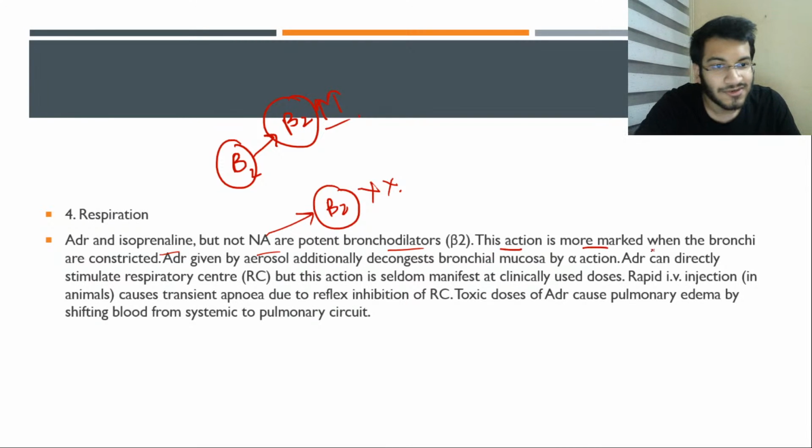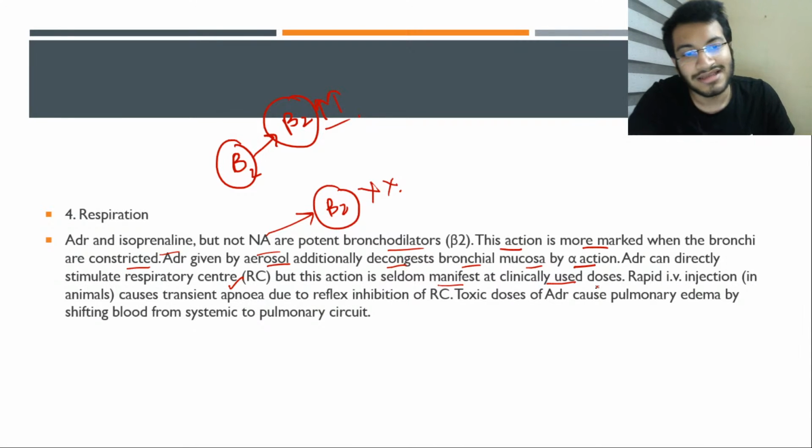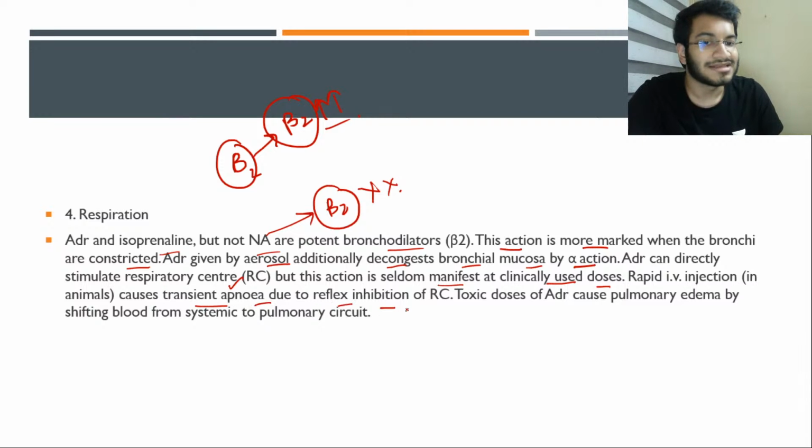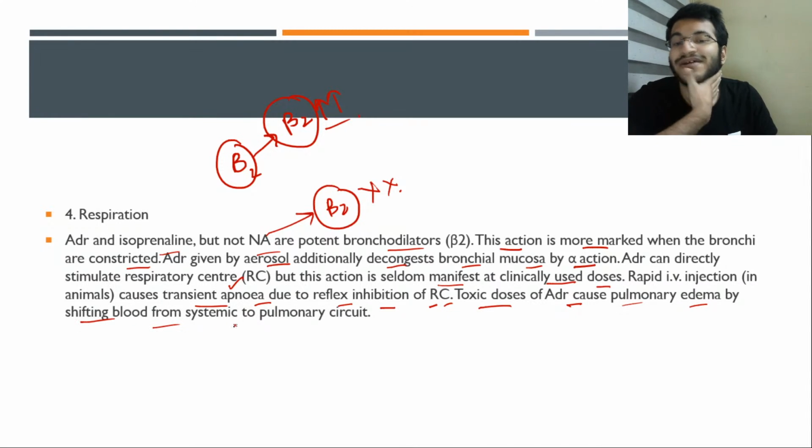This action is more marked when the bronchi are constricted, and adrenaline given by aerosol additionally decongests the bronchial mucosa by alpha action. Adrenaline can directly stimulate the respiratory center, but this action is seldom manifest at clinically used doses. Rapid IV injection causes transient apnea due to reflex inhibition of the respiratory center, right? Toxic doses of adrenaline cause pulmonary edema by shifting blood from the systemic to the pulmonary circuit, right?